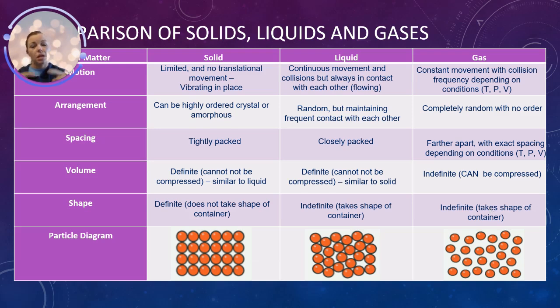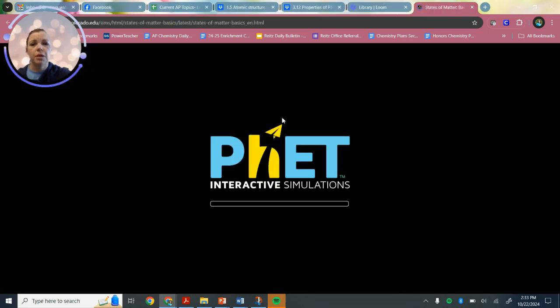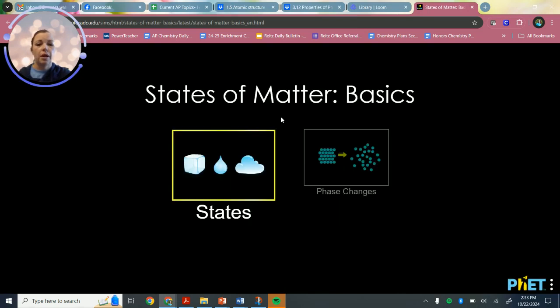If you're given a box, the solid would sit in the bottom, the liquid would spread out to fill the bottom, but would not go all the way to the top. A gas would be filling the entire container. So that's important to note with the particle diagrams. So I just wanted to show you this animation from PhET, which is my very favorite. PhET has got these fantastic simulations. If you haven't seen them before, I highly recommend them.